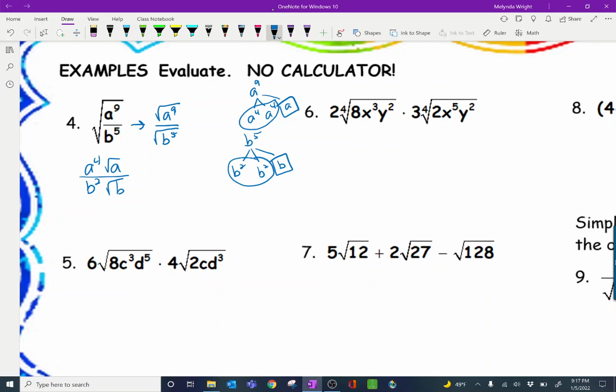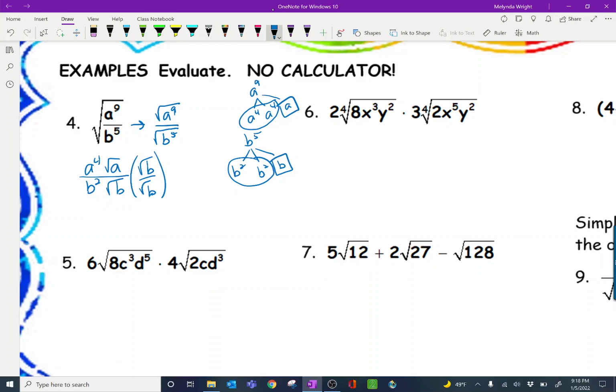Now, in this unit, we need to be sure that there are no radicals in the denominator. We're going to have a rule for this unit where there are no radicals in the denominator, because that's a proper way to simplify. So if I want to get rid of the square root of b in the denominator, I would simply multiply by the square root of b over the square root of b. Perhaps you remember rationalizing from geometry.